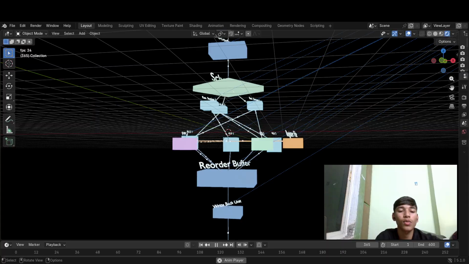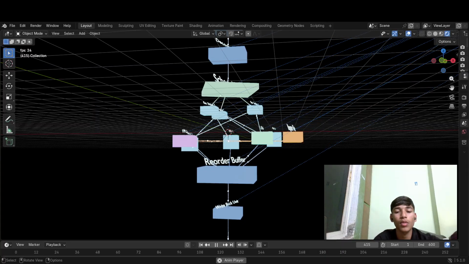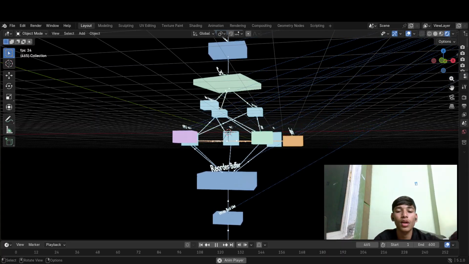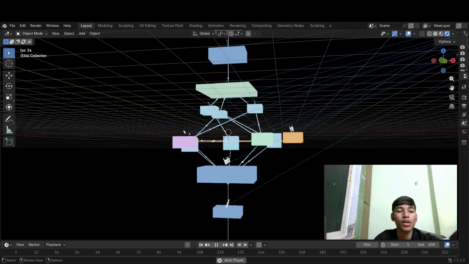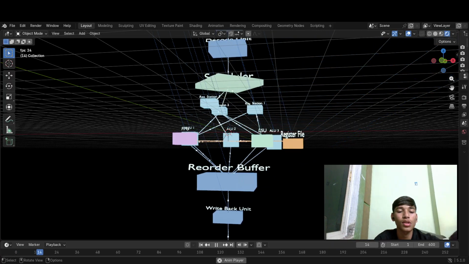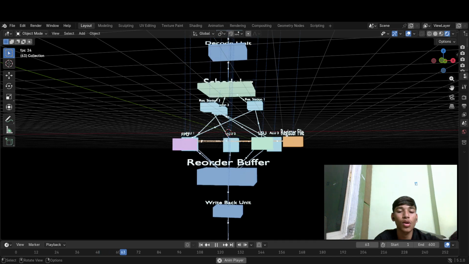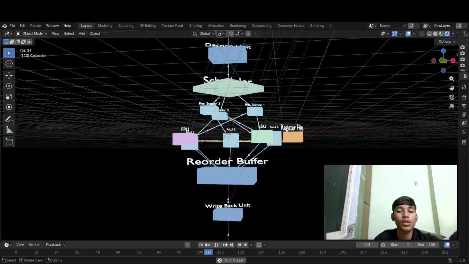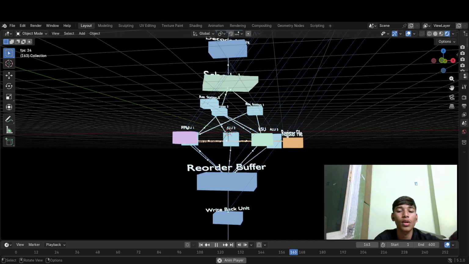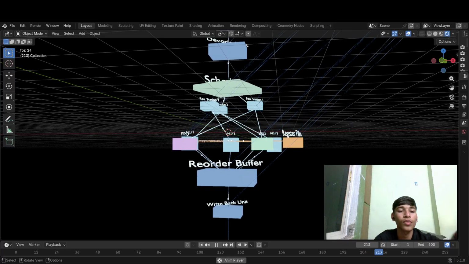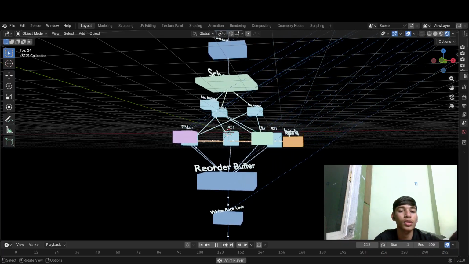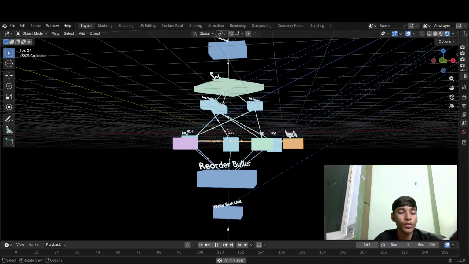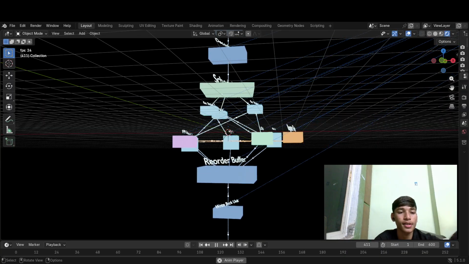The reservation stations act as a waiting room. An instruction might be stuck waiting for data from a previous calculation to finish. As soon as its data dependencies are met, the reservation station passes the instruction to the execution unit. This is where the processor breaks away from strict program order and begins executing instructions out of order to maximize efficiency.